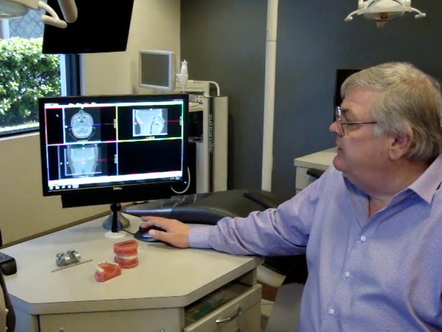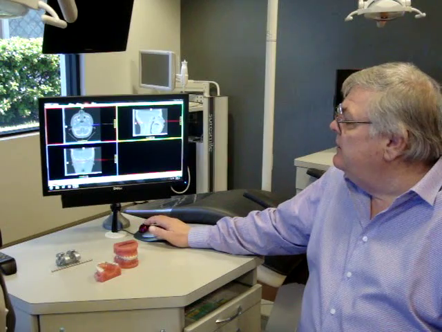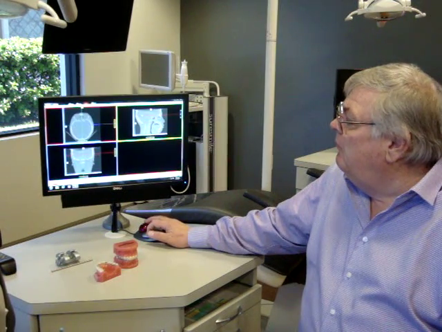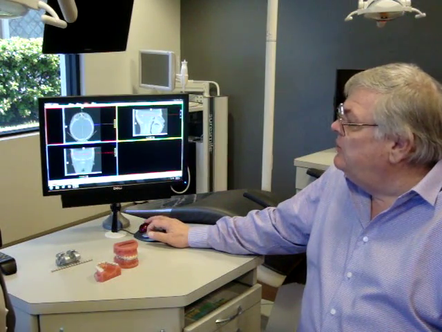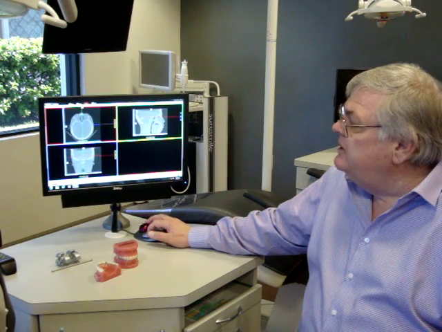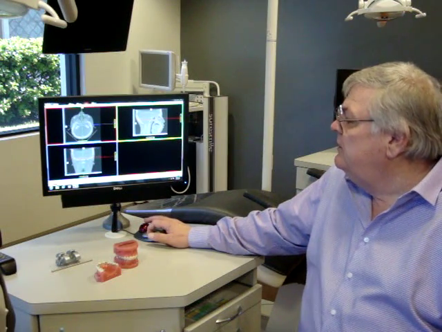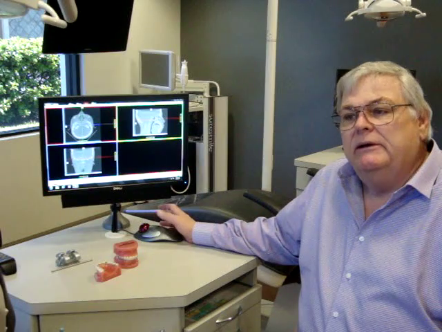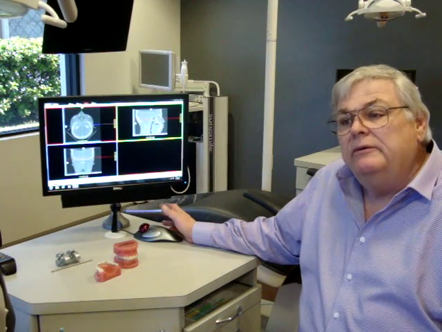Exactly. We can see not only the teeth, but we can see the whole skull. We can see if there's a sinus problem. We check the airway to make sure that there's the proper airway for breathing. All these are affected by braces, and if you don't see them, you can't really diagnose the problem correctly.